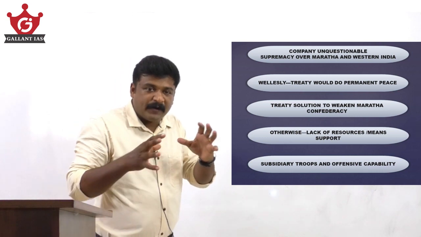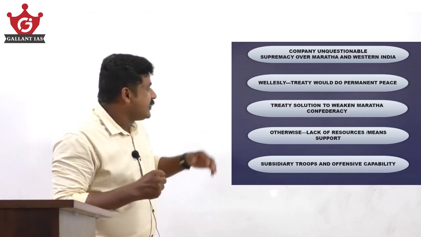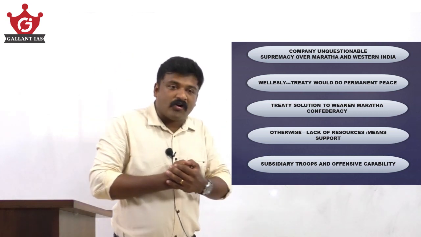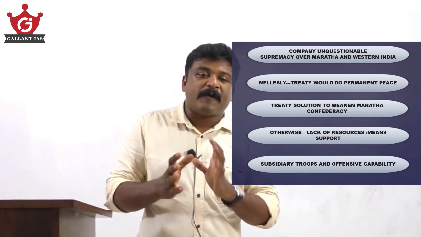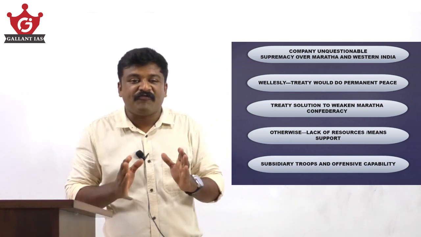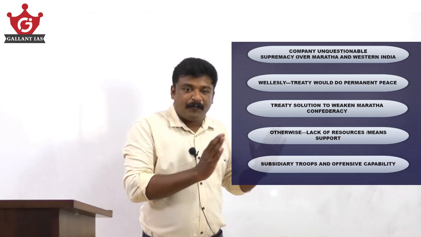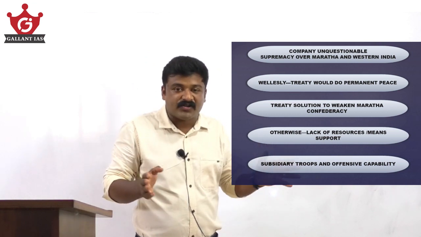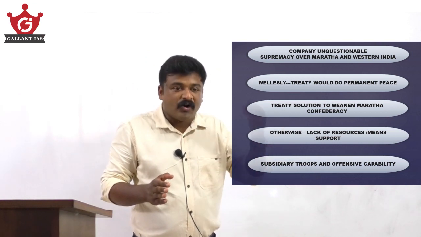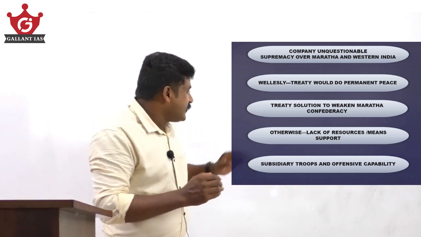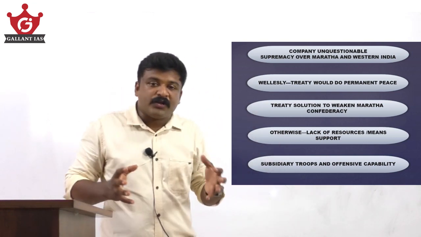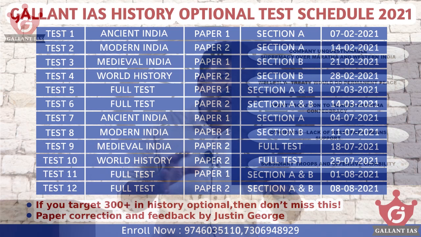Now the Maratha Peshwa is their ally. The treaty was a solution to weaken the Maratha confederacy. Signing this treaty with the Peshwa was a way for the British to weaken the position of other Maratha confederates like Scindia, Holkar, or the Bhonsle. Then obviously it provided them control over many resources also.